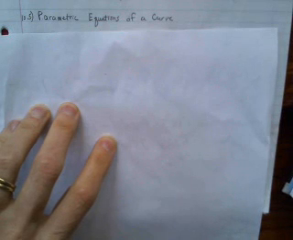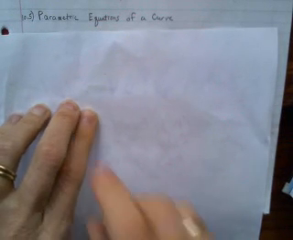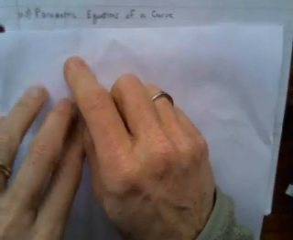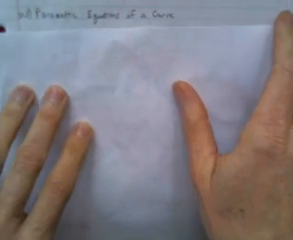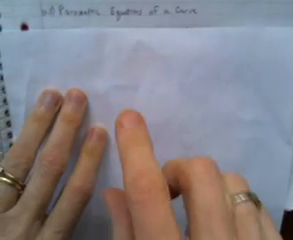This video is going to explain to you a new way of graphing. We're going to be graphing equations called parametric equations. This is in chapter 10 of your textbook, 10.5 in fact.